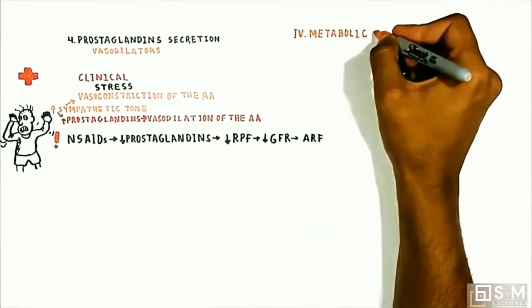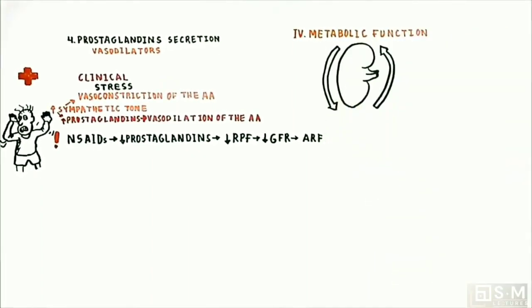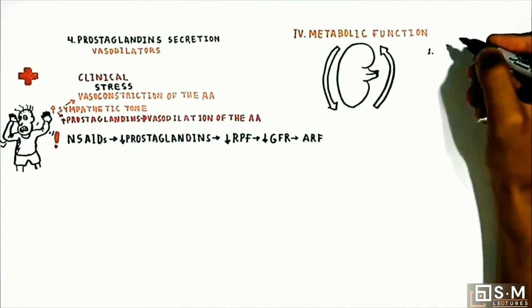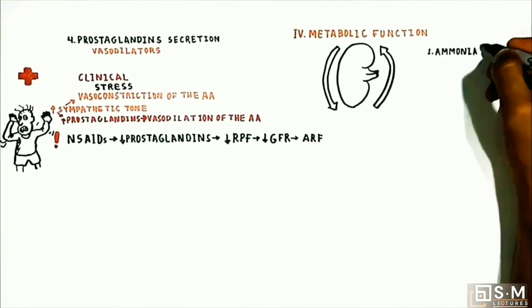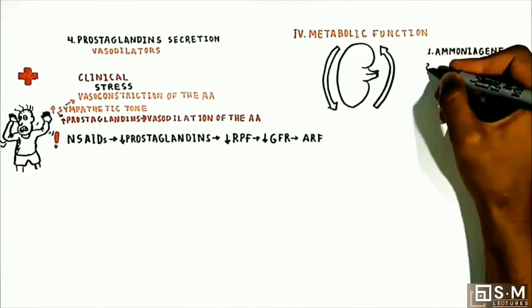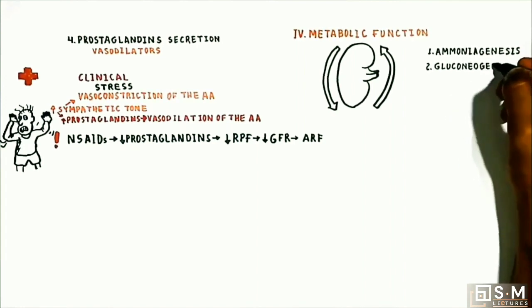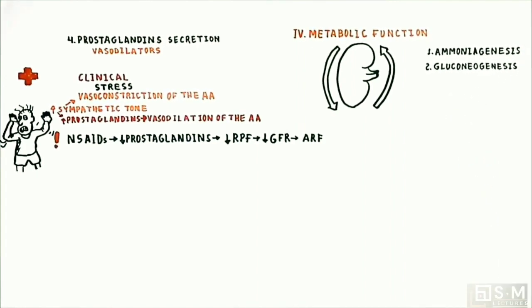And finally, let's talk about the metabolic function of the kidney. The first and important metabolic function of the kidneys is ammoniogenesis, which has an important role in acid-base homeostasis. Also, during starvation, the kidneys have the ability to produce glucose through gluconeogenesis.